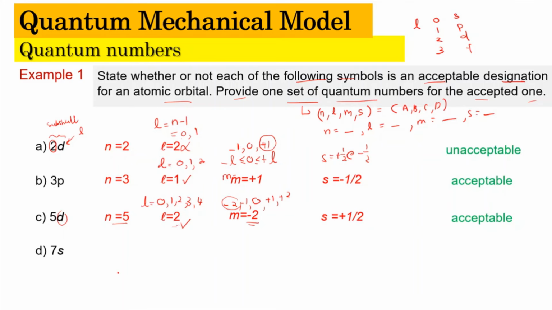All right. And then for question D, I know that n is equal to 7 and l is equal to 0. So this is obviously acceptable. Since l is equal to 0, my m is going to be equal to 0 as well. And for my s here, I can choose negative half or plus half, but I only choose plus half here. So when the question asks for one set of quantum numbers, you only need to choose one of the allowed values. Do not write them all, okay? Because the question only asks for one set of quantum numbers.